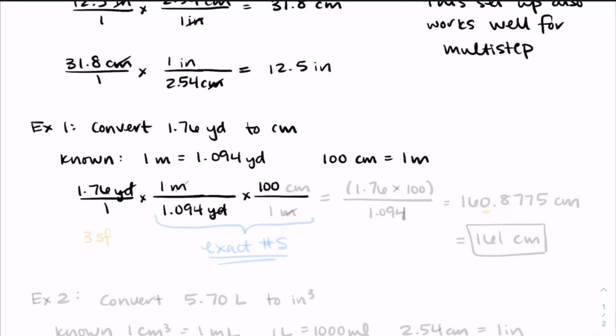So I'm now in meters, and I want to go to centimeters. So my conversion factor will have centimeters on the top and meters on the bottom, so that meters cancels, and I would be left in centimeters, which is where I want to end up. So this is good. This is the last conversion factor that I need.